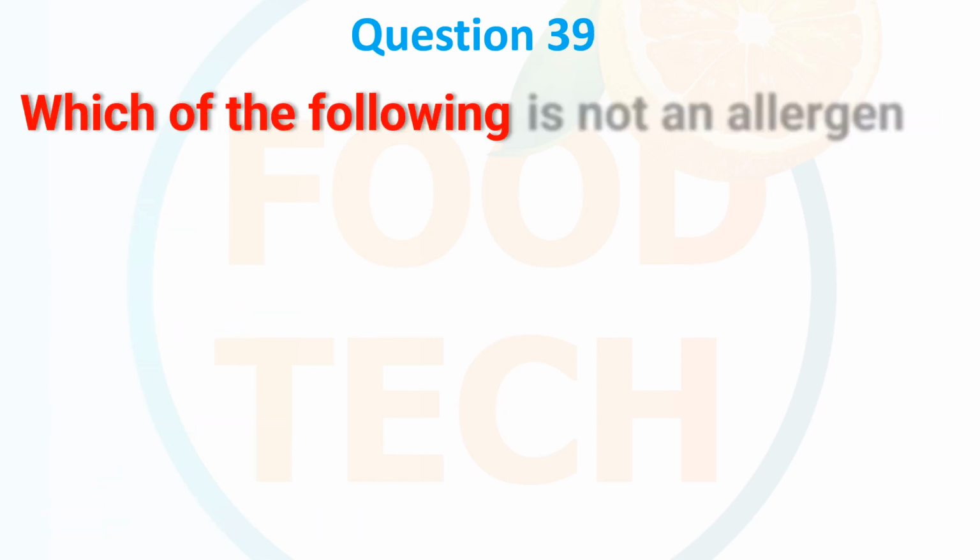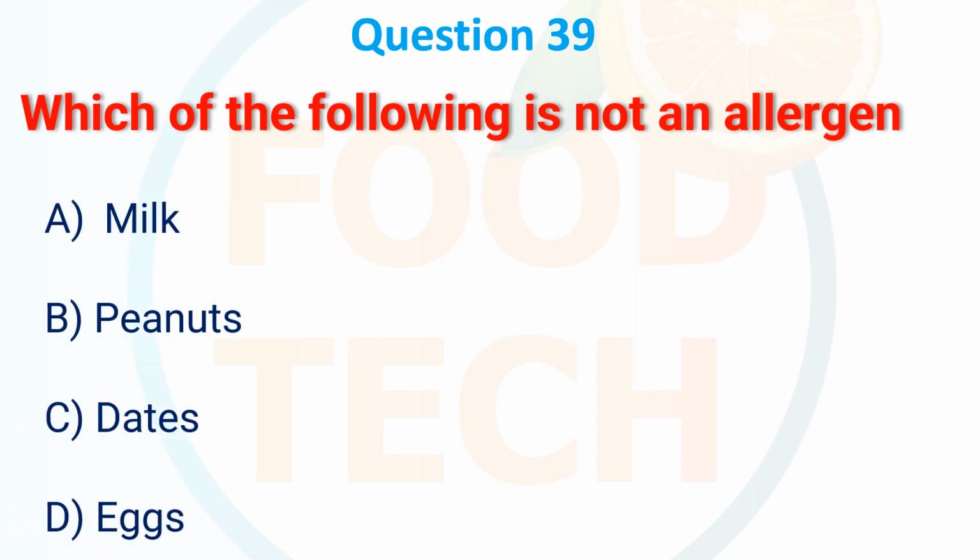Which of the following is not an allergen? A. Milk. B. Peanut. C. Date. D. Eggs. The answer is C. Dates.